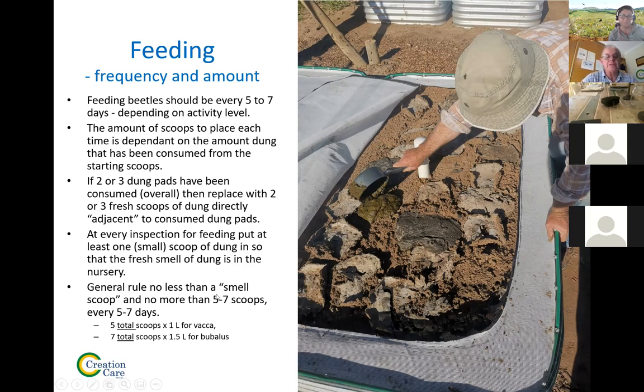The small scoop is the smell scoop. The general rule is no less than a smell scoop at any one feeding, and no more than 5 to 7 scoops every 5 to 7 days. So we've talked about checking on the days period, that's 5 to 7. The 5 scoops applies to vaca, and the 7 scoops applies to bubalis. 5 one-litres or 7 one-and-a-half. So you get that 5 to 7 in your mind for whichever species you've got, and then you've basically got a feeding formula.